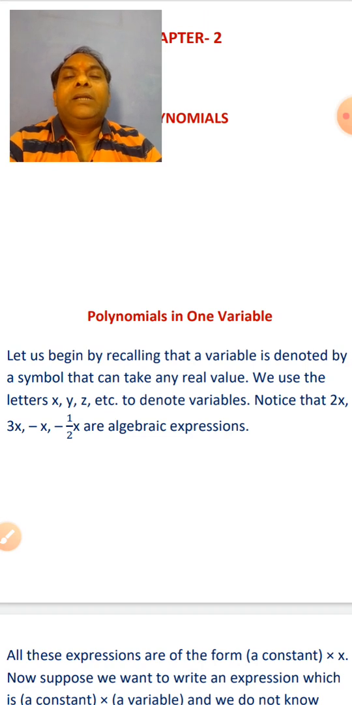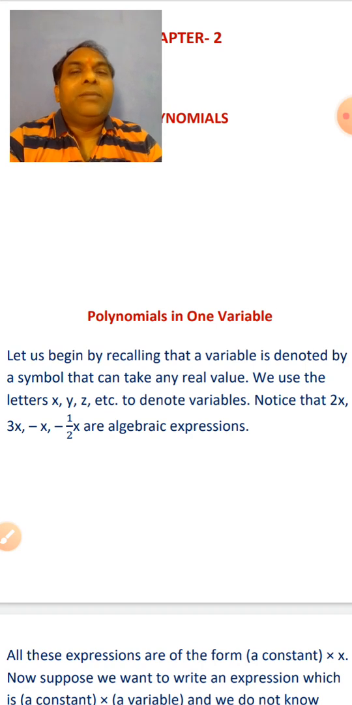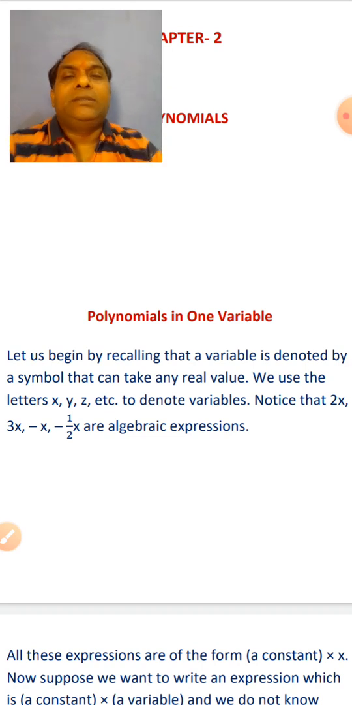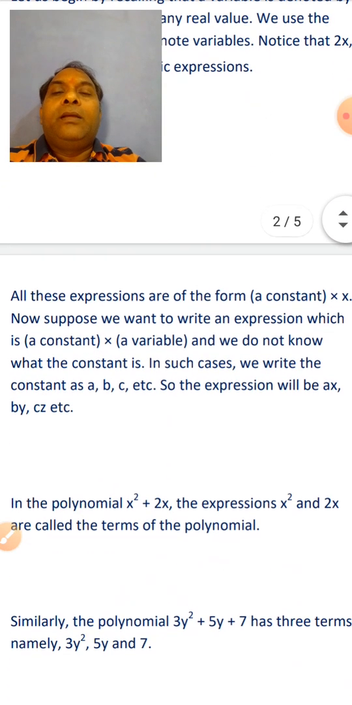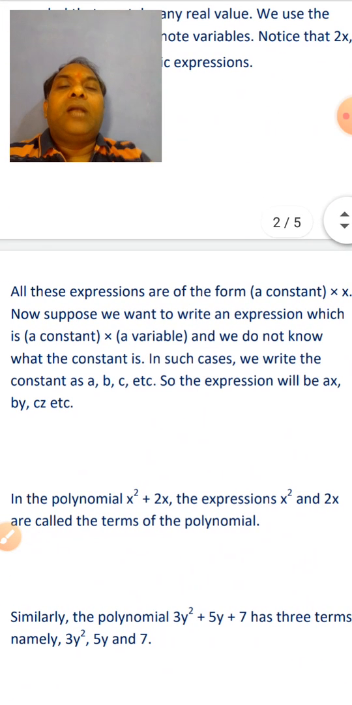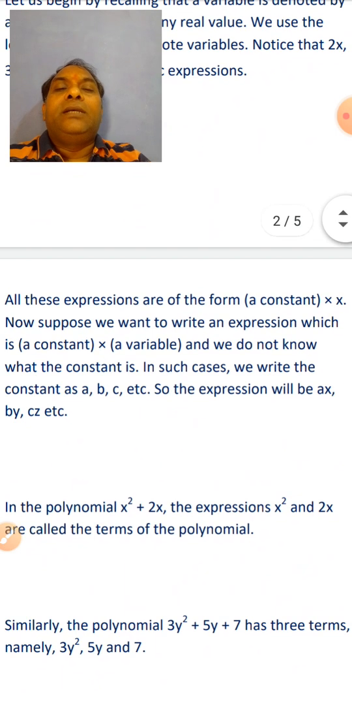So let us begin by recalling that a variable is denoted by a symbol that can take any real number. We use the letters x, y, z, etc. to denote the variables. Notice that 2x, 3x, x, minus 1 by 2x are algebraic expressions. Algebraic expression means variable into constant. Clear? So variable into constant is an algebraic expression. All these expressions are of the form a constant into variable.